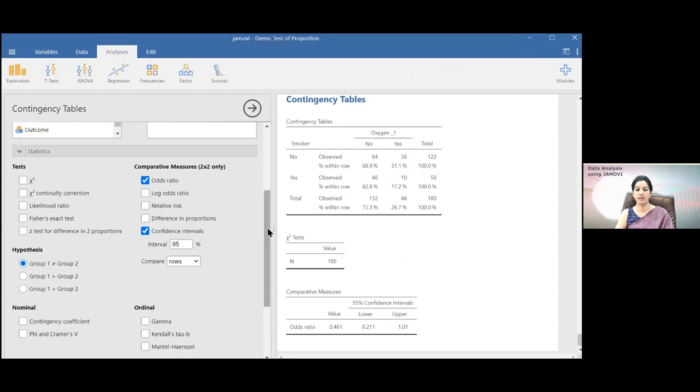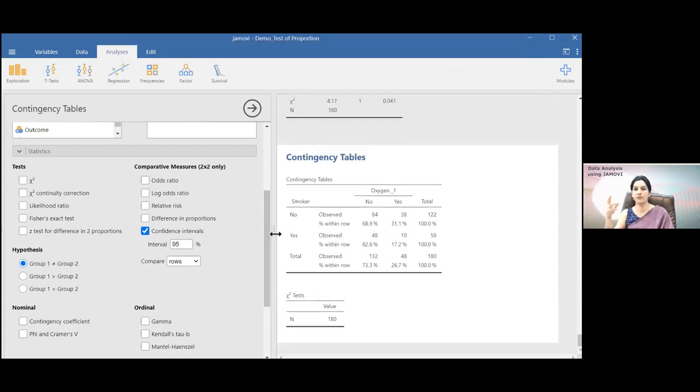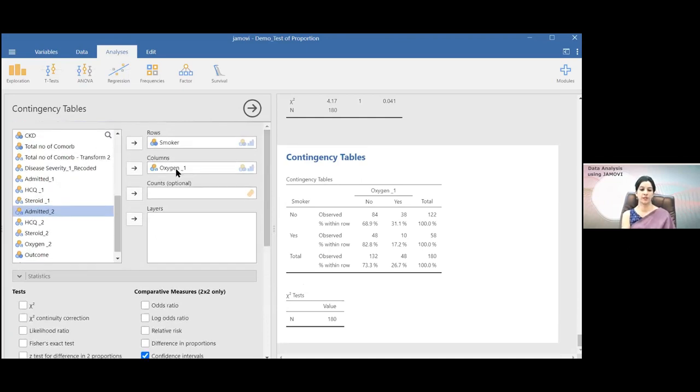Now coming to the relative risk. So in SPSS, both these values come together. But here, you can choose an option of clicking either the odds ratio or the relative risk. So for relative risk, I started with exposure status, and the exposure status was the steroid. So the person who was taking steroid at the time of admission, and then the outcome, maybe what was the outcome, whether it was discharge or death.